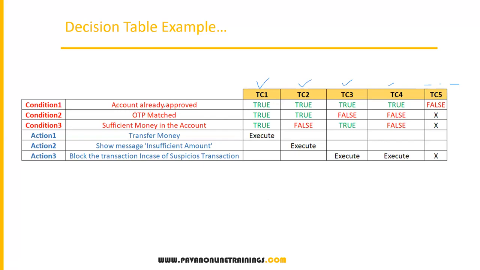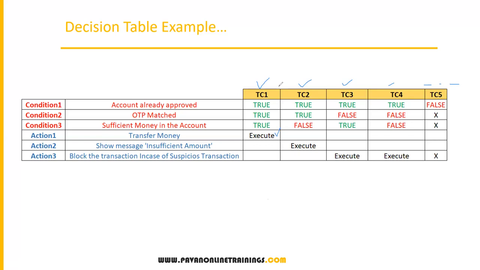Now let us check multiple conditions and combinations. Suppose the account is already approved, which is true. OTP is also matched, true. And you also have sufficient money, which is also true. So all three conditions are matched, which means you can transfer the money. This action is to be performed, and this will be one test case. Account approved, OTP matched, sufficient balance, and you transfer the money. That should be successful. That is one test case and combination.